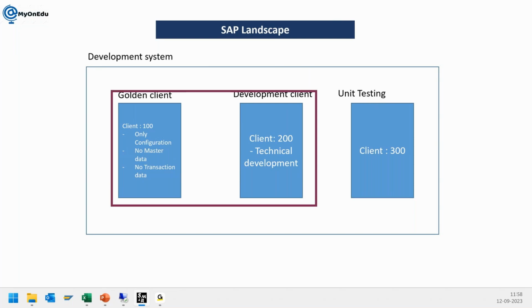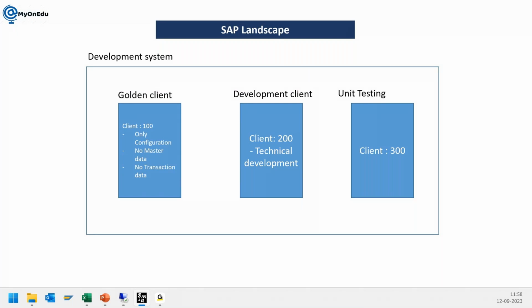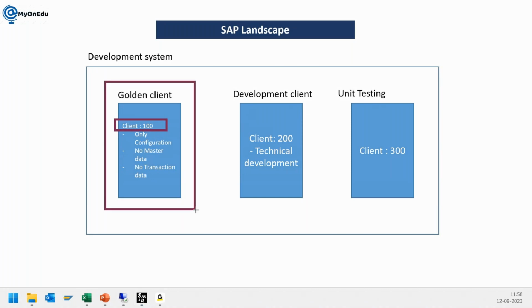So what is the client? We have a golden client. Remember this term. What is a golden client? Just as an example, client 100. The golden client is used to do the configuration. So we do only the configuration, no master data, no transactional data. We will not create any transactional data or master data. Master data we will create only if it is required for the configuration. We will not create any general master data.